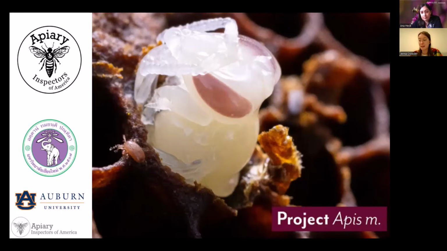With a pest that is kind of, I would say this could potentially be a cryptic species, right? It's very difficult to detect. Having these high resolution images is so important. And then, of course, got to shout out Apiary Inspectors of America for doing the outreach work and working to spread awareness about this mite before it hits our shores.